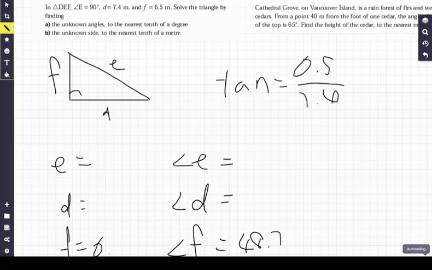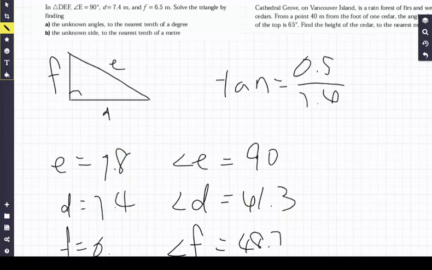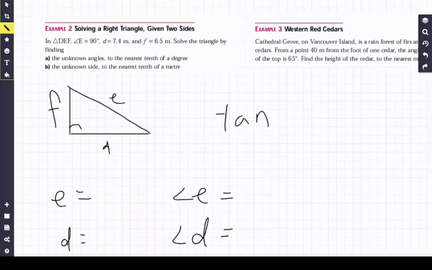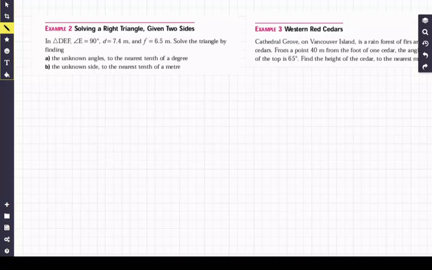And then obviously we had E, 90. So 180 minus 90, so 90 minus 48.7 is going to give us 41.3, right? And then E was 9.8, and then D was 7.4. And therefore, we have solved the entire triangle. Should be pretty easy. Always draw it out, and then you can apply all your knowledge on there. And now let's get into some word problems.